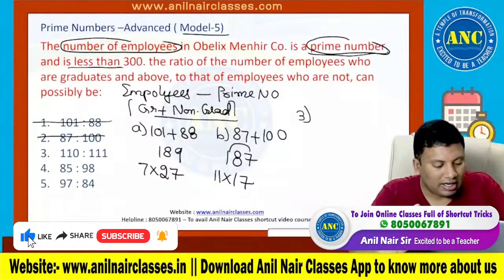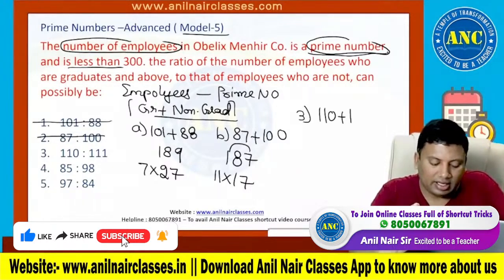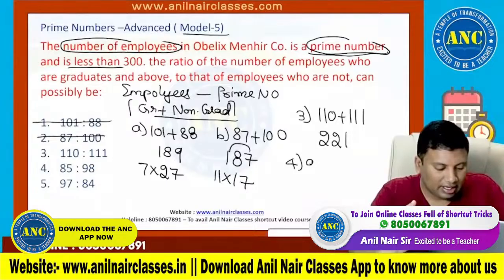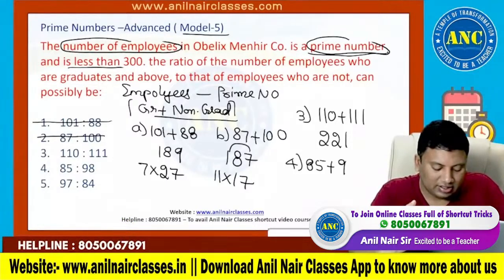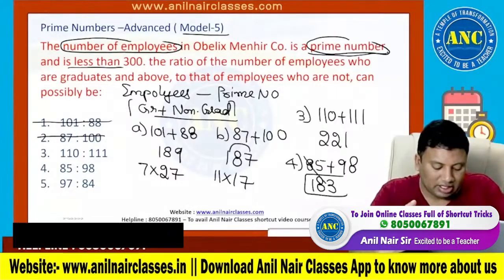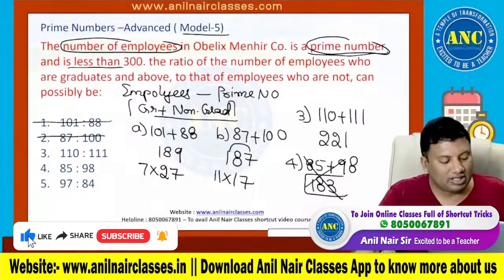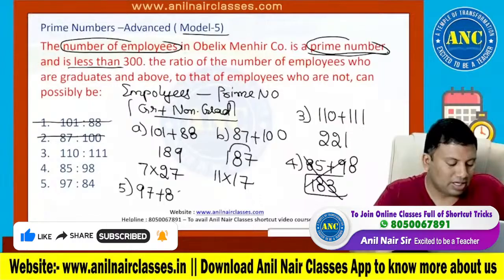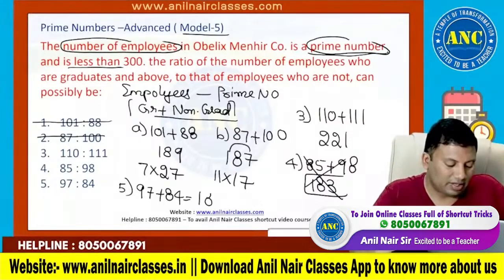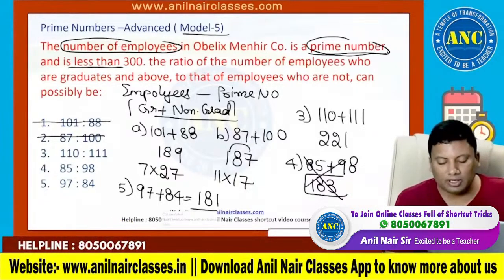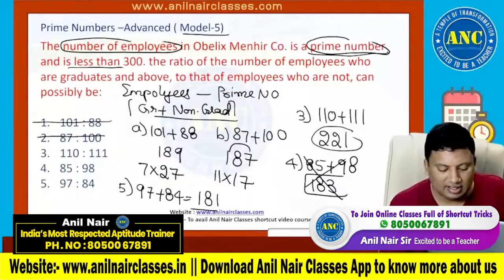Third one, 110 plus 111, these are 221. We will keep it aside. Next, 85 plus 98, these are nothing but 183. 183 is divisible by 3, since the sum of the digits is divisible. Fifth one, 97 plus 84, which is nothing but 181. So we are stuck in two numbers, 181 and 221.